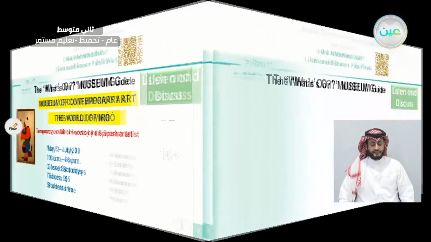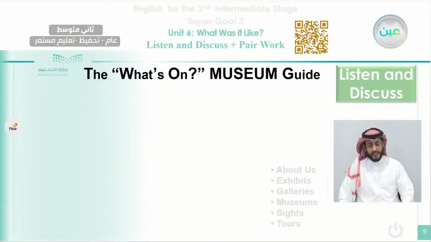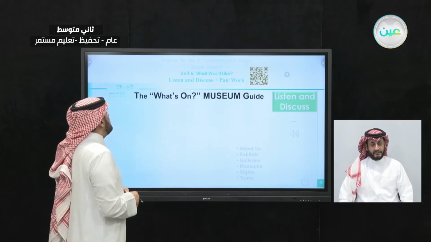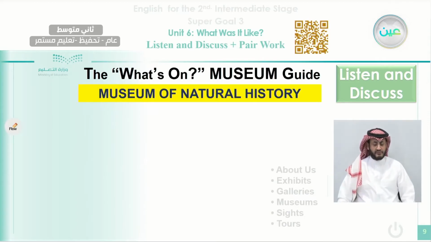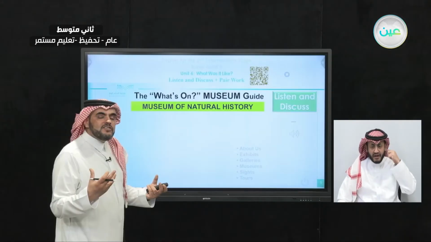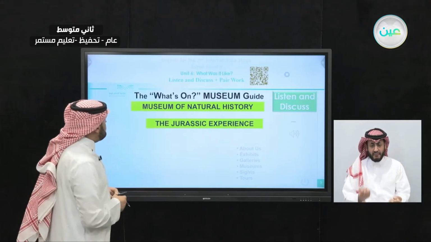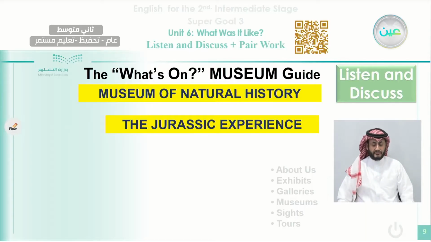Okay, now we move to the second museum. Under the title here, the What's On Museum Guide, the museum is called Museum of Natural History. What do you mean by natural history? Will you learn more details about it? The Jurassic Experience. What do you mean by Jurassic experience?